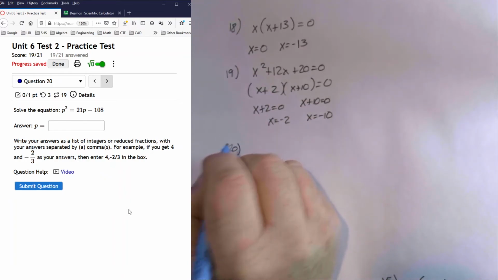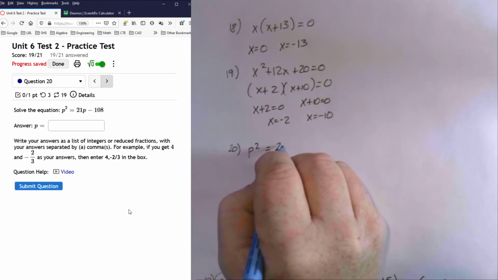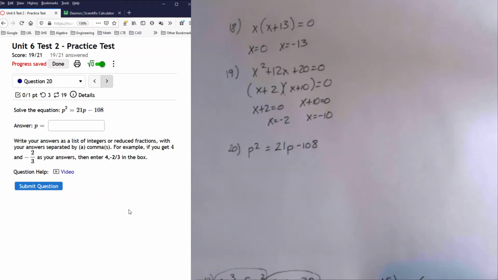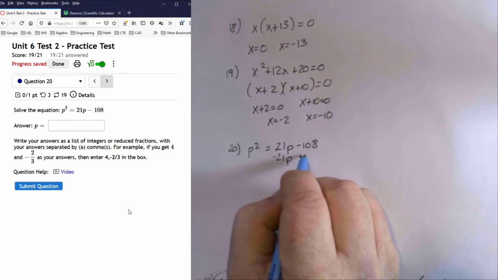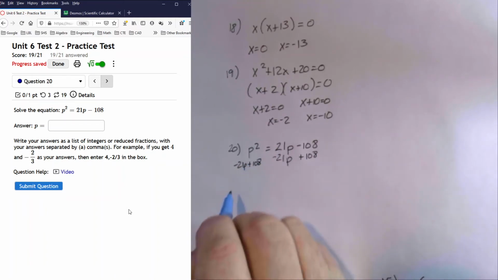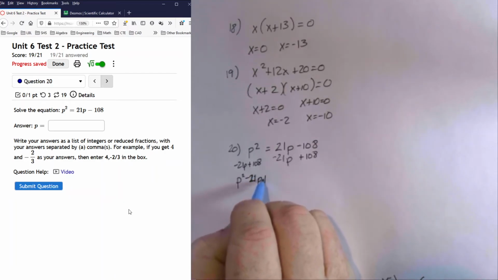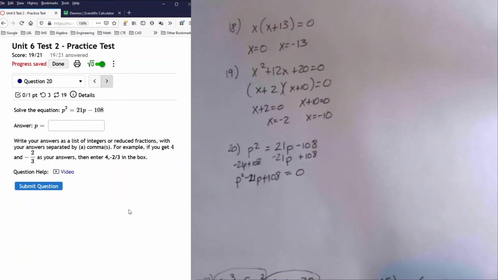Number 20. So here we have another equation, p squared is equal to 21p minus 108. And they're asking us to solve that. So the way we're going to solve that is to move everything over to one side and get the right side equal to 0. So I'm going to subtract 21p, and I'm going to add 108. So minus 21p plus 108. And so I get p squared minus 21p plus 108 is equal to 0. Okay, and I'm asked to factor that.